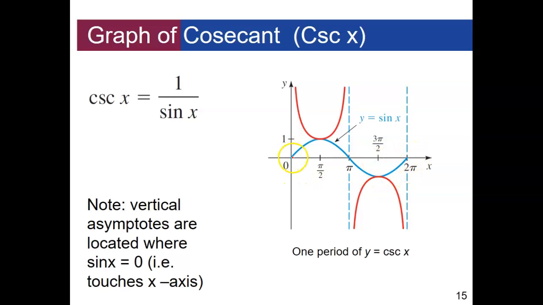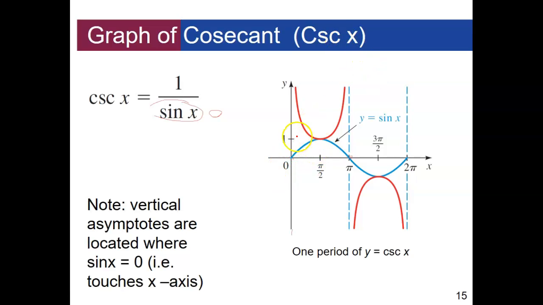And then everywhere that sine touches the x-axis, those are the places where sine is 0. So if sine is 0, 1 over 0 is undefined, and so that's where our vertical asymptotes are going to go. Even though you can't really see it, there's a vertical asymptote down your y-axis. We've got another vertical asymptote here, because these are the places where it touches the x-axis here. And also over here, we'll have another vertical asymptote.